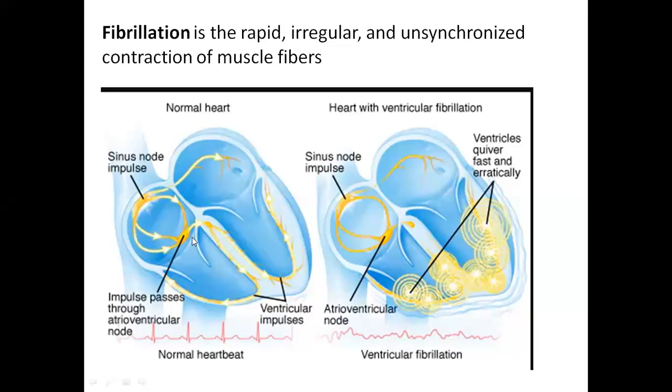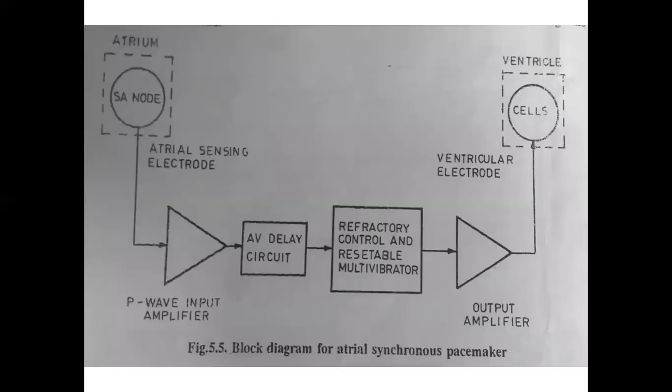That time delay is a fraction of a second, 0.1 seconds. After that, the impulses will travel to both the ventricles. For this, the same type of pulses will be generated, with a delay provided and then applied to the ventricles. That will be provided by this atrial synchronous pacemaker.